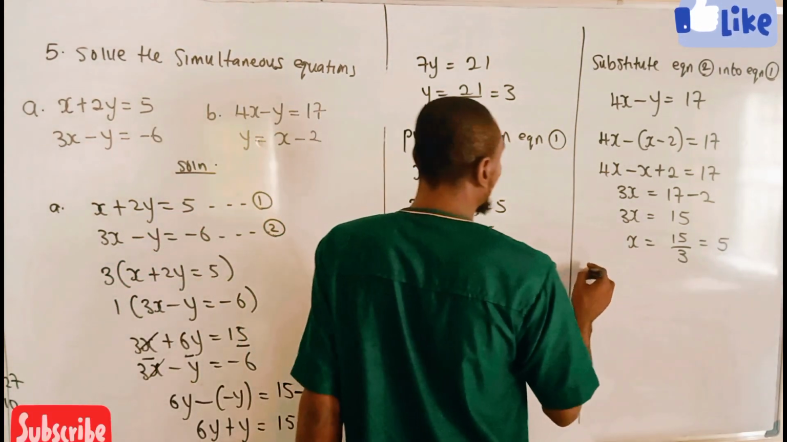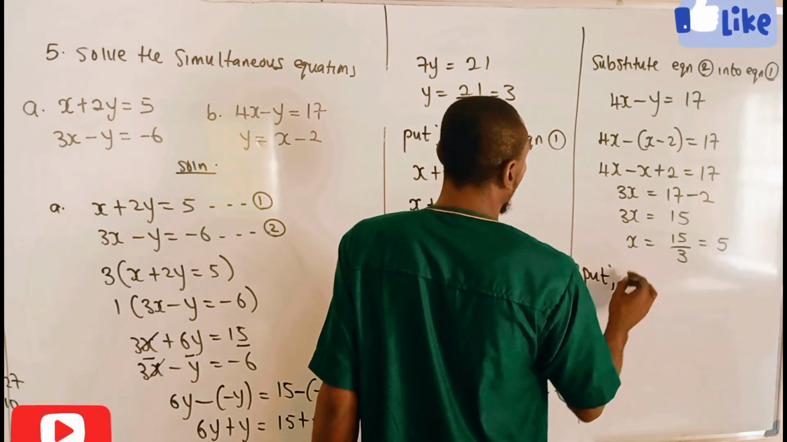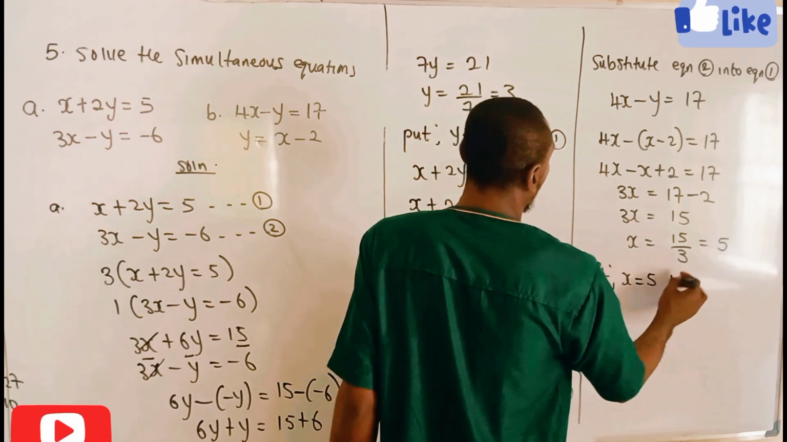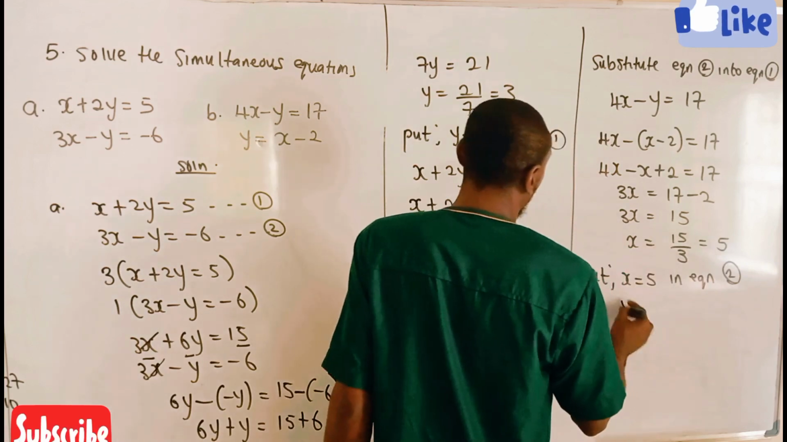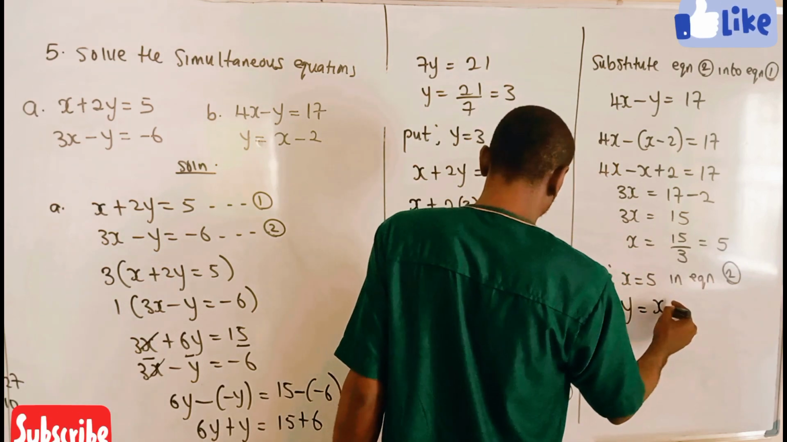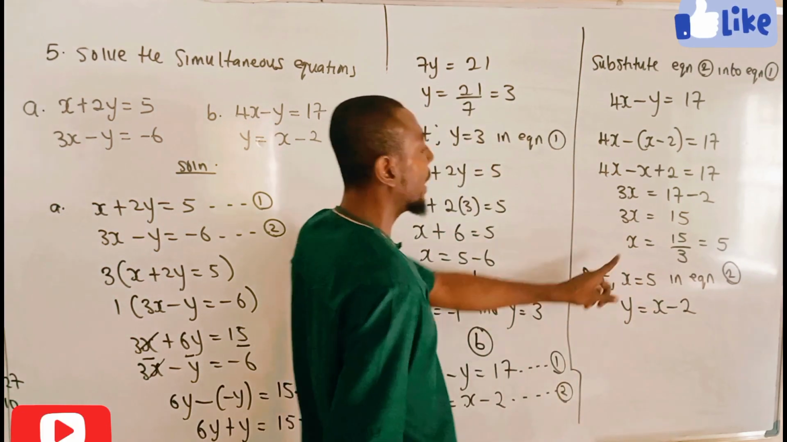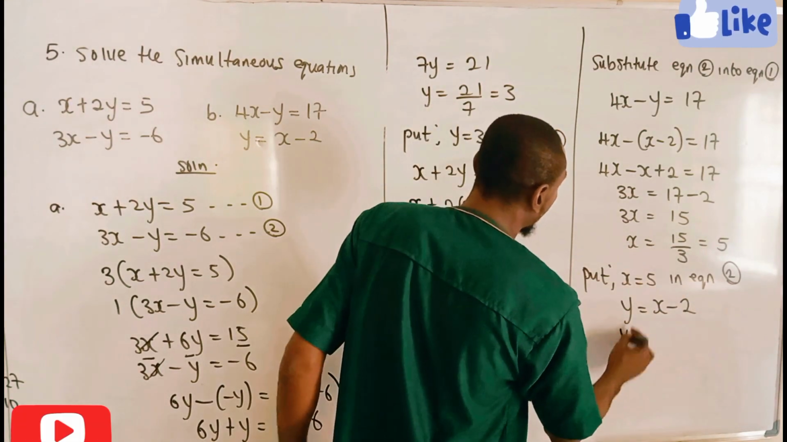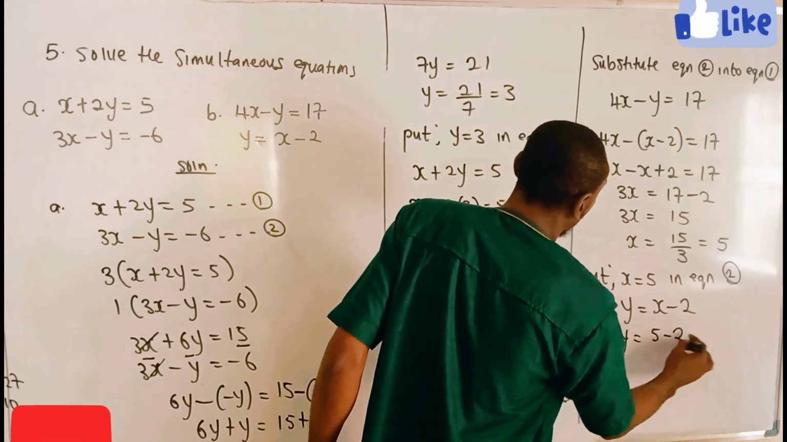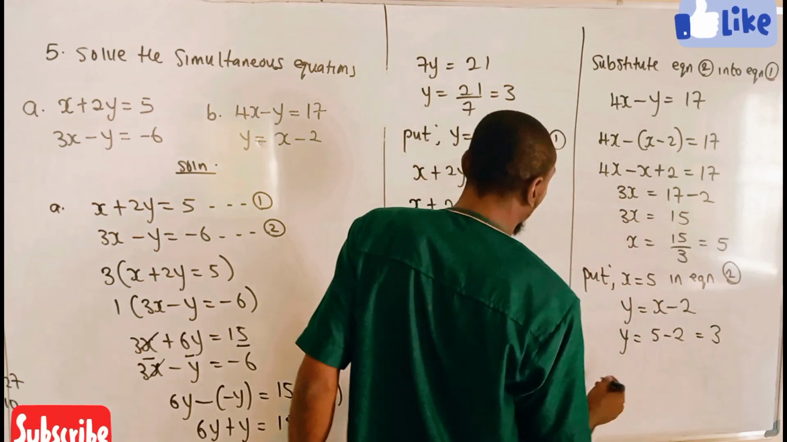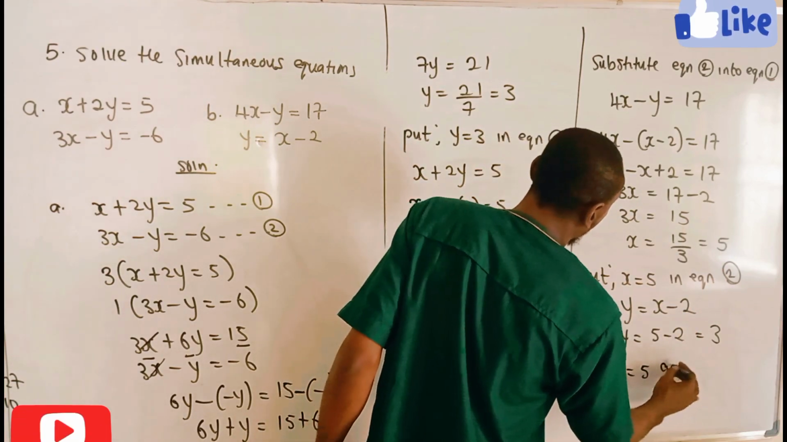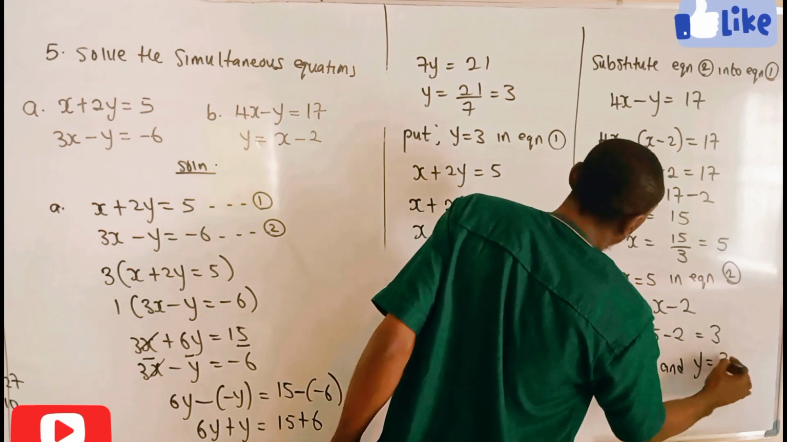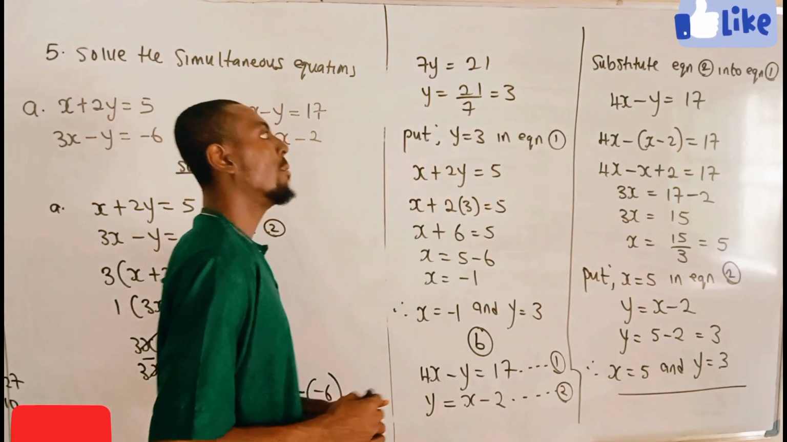Y. So we now say put x equal to 5 in our equation 2. And that's equation 2, y is equal to x minus 2. When x is equal to 5, y is equal to 5 minus 2, which is equal to 3. Therefore, x is equal to 5 and y is equal to 3 becomes the final answer.